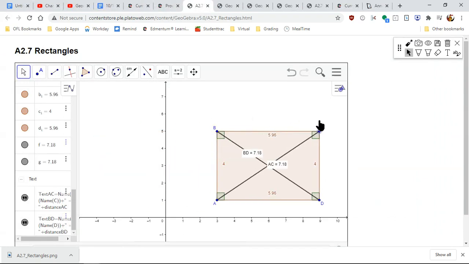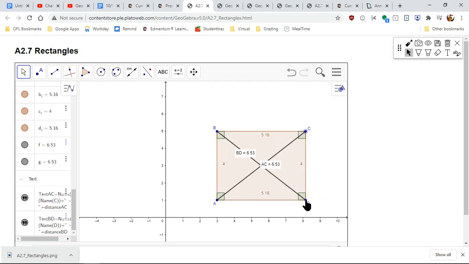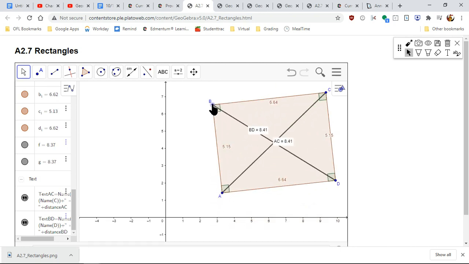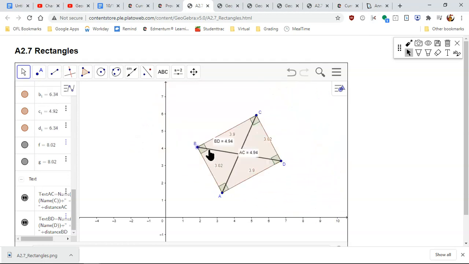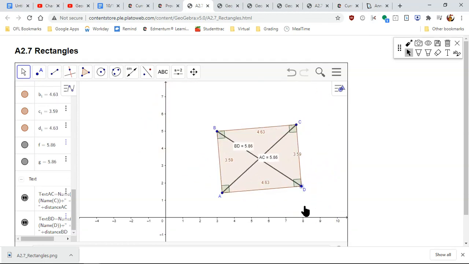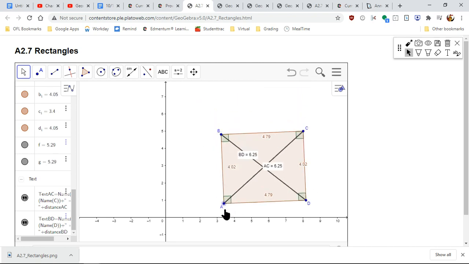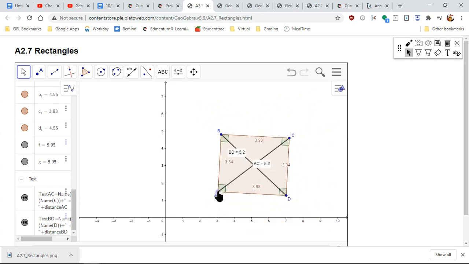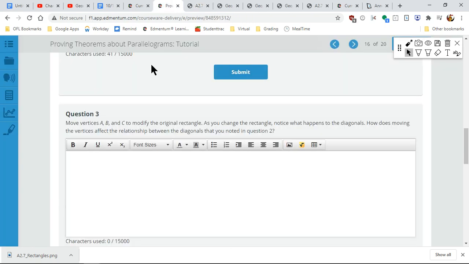So the diagonals look like they remain congruent no matter what I do. I'll try to make it taller. Oh, this one changes it diagonally. That's interesting. This will make it go up and up. Nope, that just changes the side. I wanted one that would make it go up and down. This one goes left and right. This one just makes it bigger or smaller. Okay. But either way, no matter what I'm doing, they remain congruent.